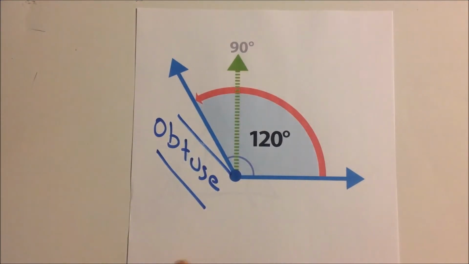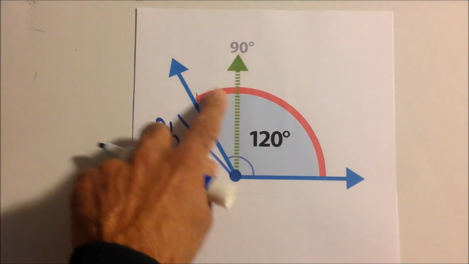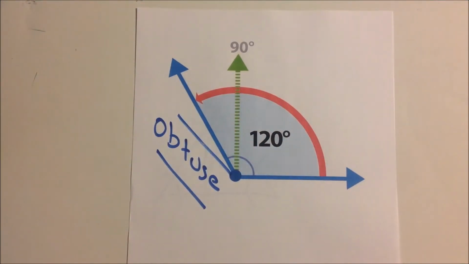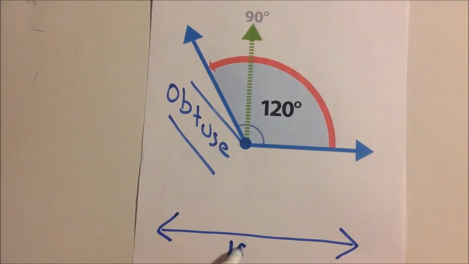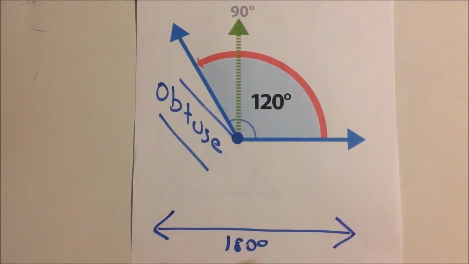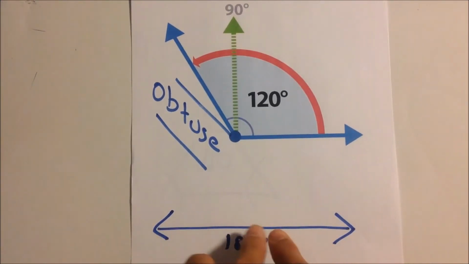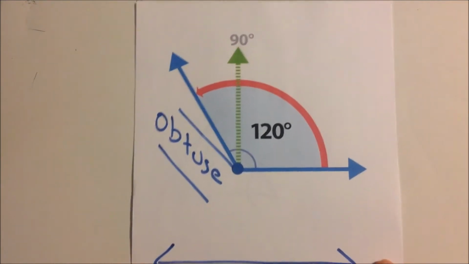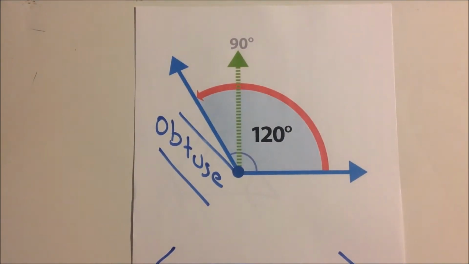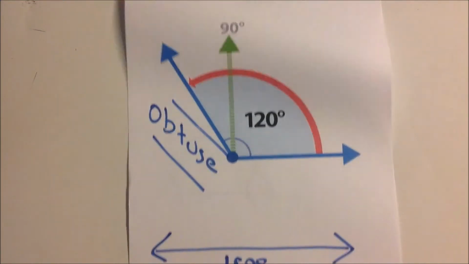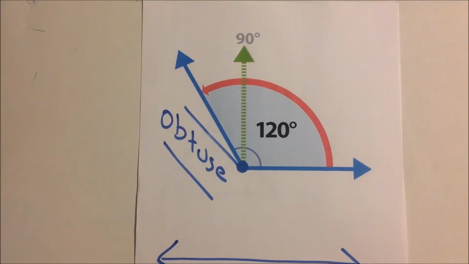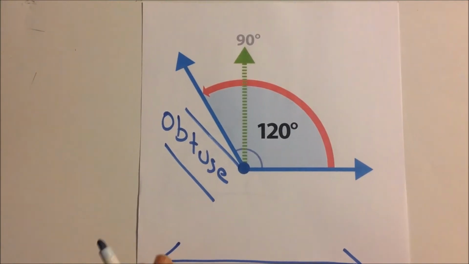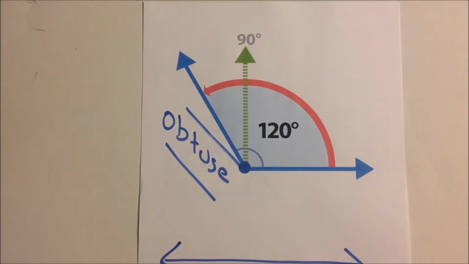Obtuse angles are greater than 90, but they're not 180 degrees, because 180 degrees is a straight line. So a straight line is 180 degrees. We call it a straight angle. So far we have a right angle, an acute angle, and an obtuse angle, and also the straight angle, which is 180 degrees. Anything more than 180 degrees we'll talk about in another video. That's called a reflex angle.